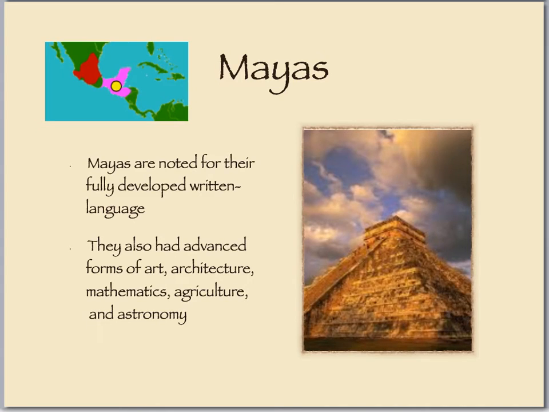Okay, here are the Mayas, located here in Central America. And I mentioned earlier that most Native American groups did not have written language, but the Mayas were one of the few exceptions. They actually had a written language, so we know a little bit about their past. And they also had some advances in art, architecture, math, agriculture, and astronomy.